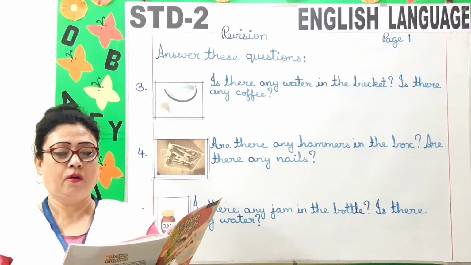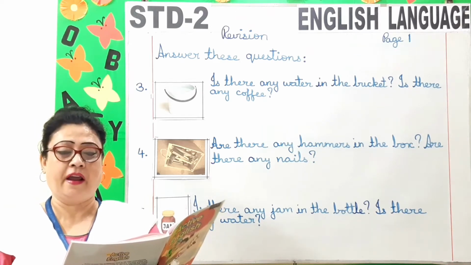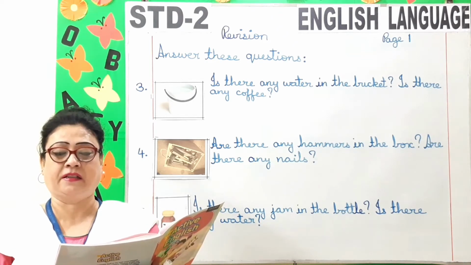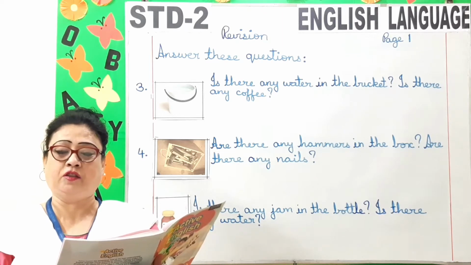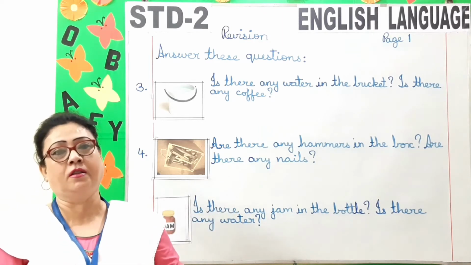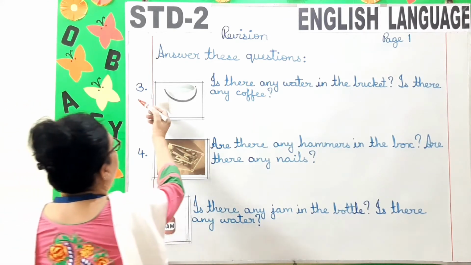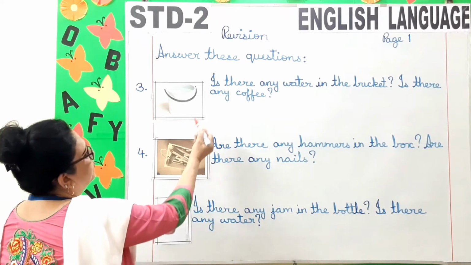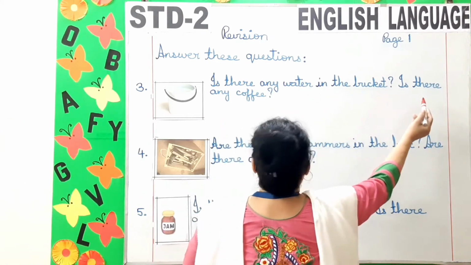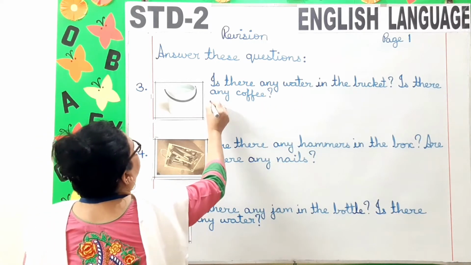Number 2. Are there any cats in the basket? Are there any dogs? There are some cats in the basket, but there aren't any dogs. Now we will do number 3 to 7 on the board. Look at the board. Number 3. Look at this picture. Is there any water in the bucket? Is there any coffee? What did we write?